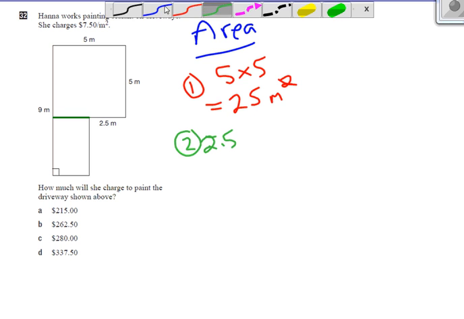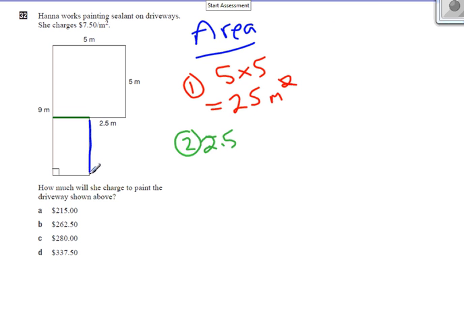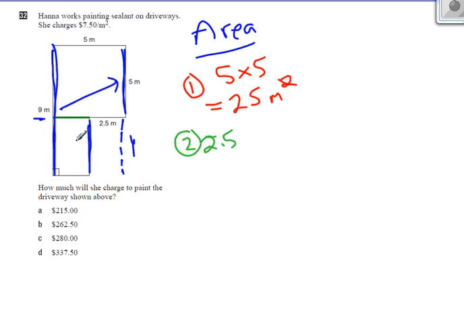So this time I'm looking for the vertical dimension like this. Well, I know that this length here is 9, and this chunk of it is 5. So 9 minus 5 would mean that this piece here would be 4, and that's the same as this rectangle dimension. So that second rectangle is 2.5 by 4 meters, which gives me 10 meters squared.